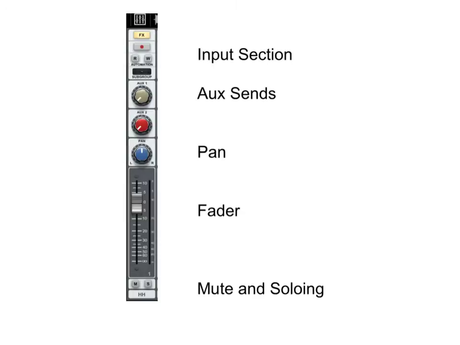And notice there's also a volume meter next to the fader, so one can monitor the track level to keep the level from clipping or distorting. At the bottom of the channel strip are buttons for muting and soloing, and a location to name the track.